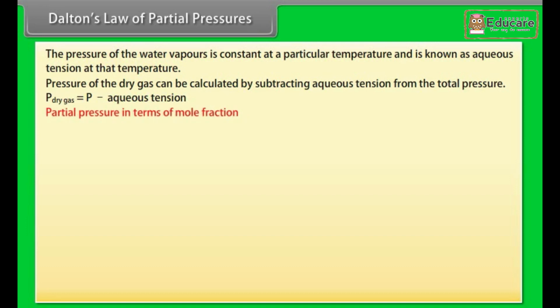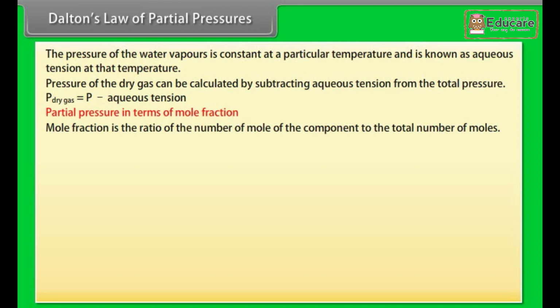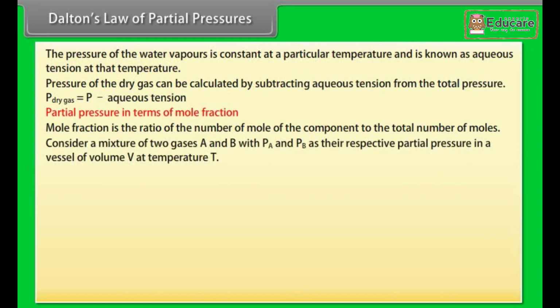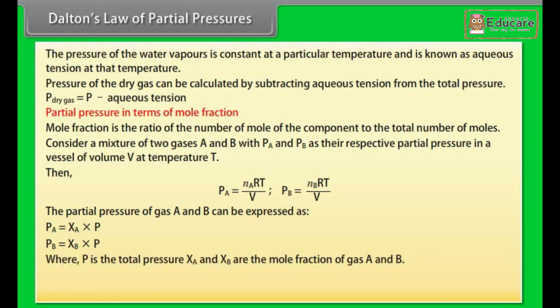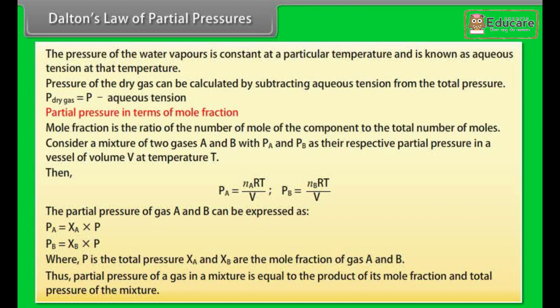Partial pressure in terms of mole fraction. Mole fraction is the ratio of the number of moles of the component to the total number of moles. Consider a mixture of two gases A and B with PA and PB as their respective partial pressures in a vessel of volume V at temperature T. Then PA = nA RT/V and PB = nB RT/V. The partial pressures of gases A and B can be expressed as PA = XA × P and PB = XB × P, where P is the total pressure, and XA and XB are the mole fractions of gases A and B. Thus, the partial pressure of a gas in a mixture is equal to the product of its mole fraction and the total pressure of the mixture.